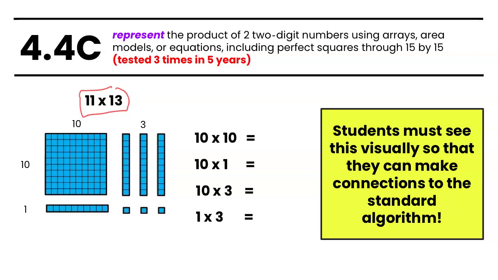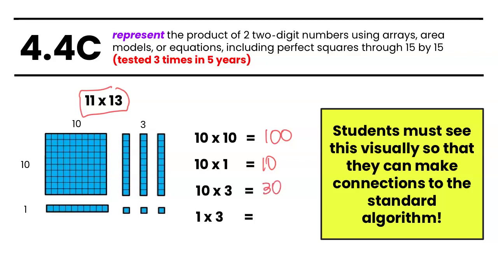From here, students will be able to visualize using base 10 blocks what is going on in the multiplication. When I multiply 10 times 10, I get 100. When I multiply 10 times 1, that's what I get when I have this right here. That's going to give me 10. Then 10 times 3 is what happens when I multiply these 3 things together here and add them together, and so that's going to give me 30.